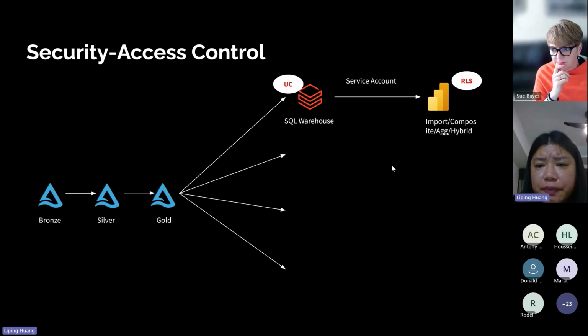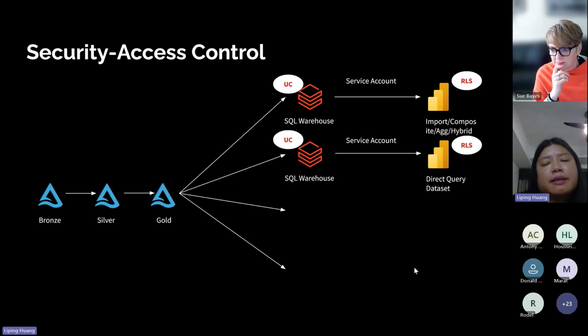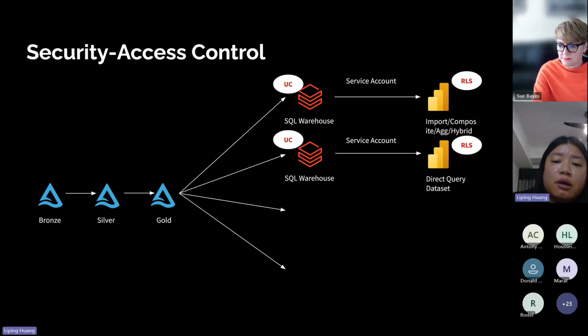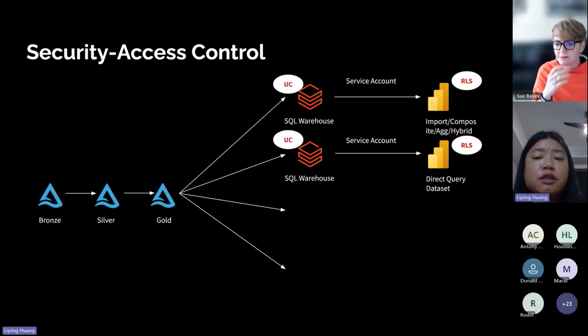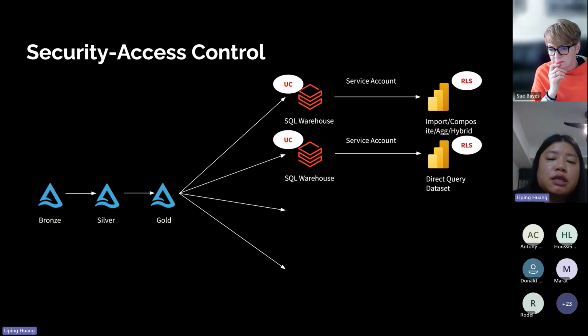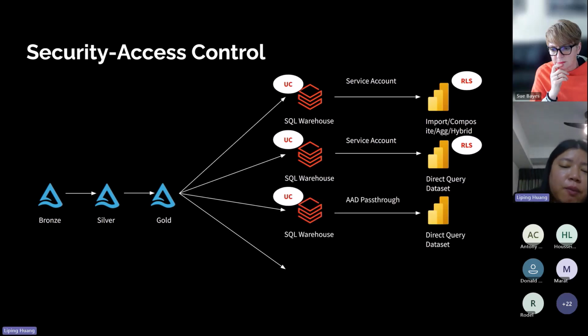The second pattern is basically the same thing, except the Power BI semantic model is on DirectQuery. Now, technically, you can do this. You can have a DirectQuery semantic model on top of Databricks and still use a service account to talk to Databricks. Databricks will return whatever the service account has access to, and then you can use Power BI to do role-level security access control. That's fine. That's a valid pattern as well. But this is probably more common.